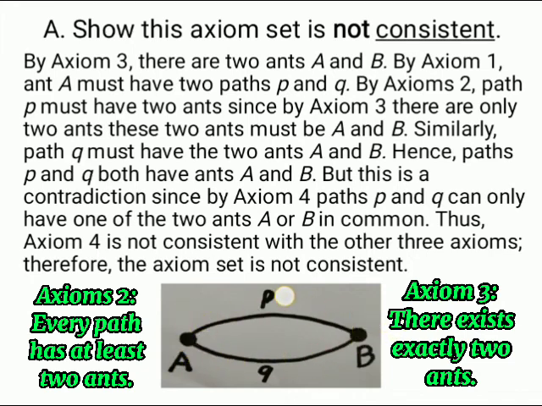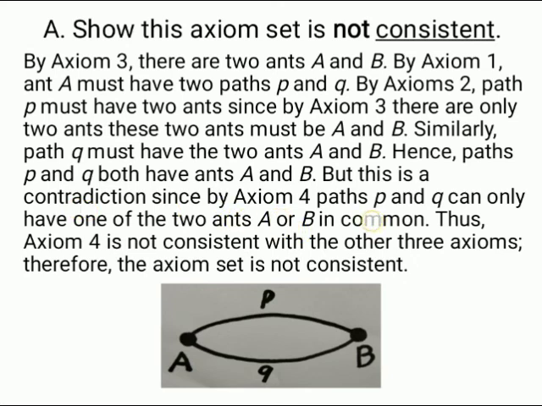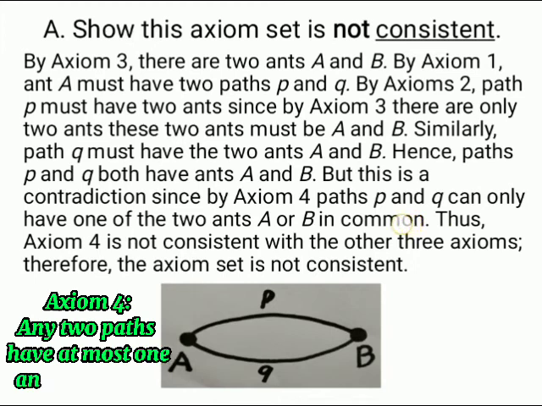Kung makikita natin, di ba? Parehas silang kumbaga naglalaman netong ant A and ant B. But this is a contradiction since by axiom 4, paths P and Q can only have one of the two ants, A or B, in common. Kasi 'di ba sabi sa axiom 4 natin, any two paths have at most one ant in common. The word at most means not more than one.